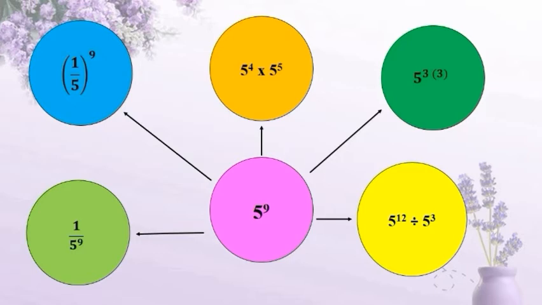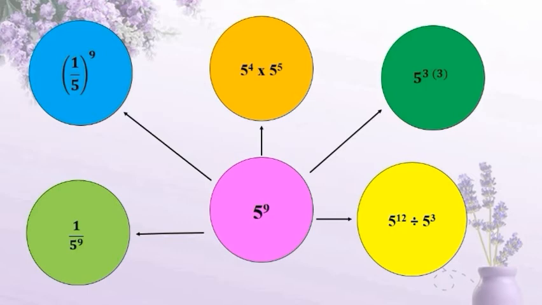Okay, did you get the same answer as me? Let's discuss the answer. The orange color we get is 5 to the power of 4 multiplied by 5 to the power of 5. So the answer is 5 to the power of 4 plus 5, and then we get 5 to the power of 9. Okay, correct. Next, the green color we will get is 5 to the power of 3, all to the power of 3. So how do we get the answer? 3 multiplied by 3, so the answer is 5 to the power of 6.